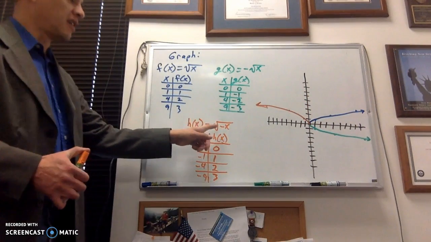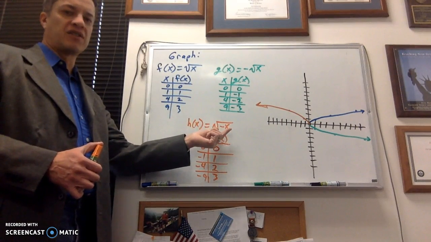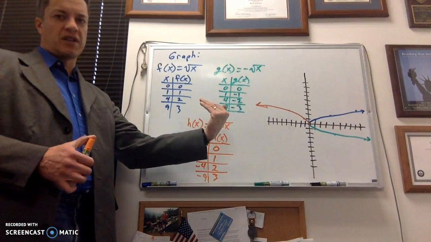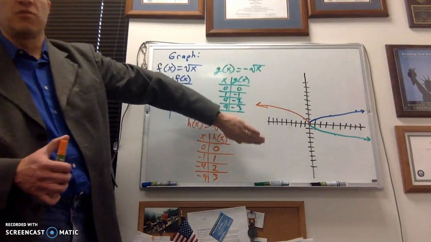So if you've got a negative inside the function that you're working with, right, inside the radical in this case, then you're going to see it move horizontally. If you have a negative outside the function you're working with, you'll see it moving vertically, okay?